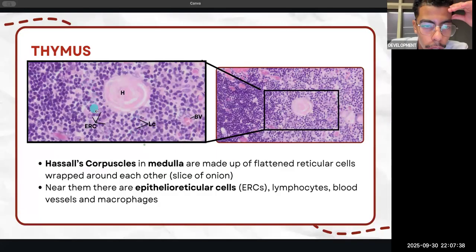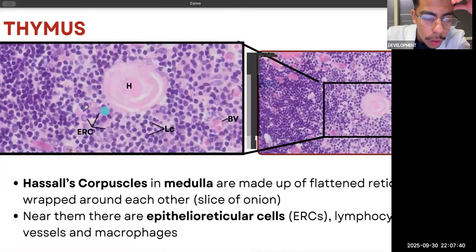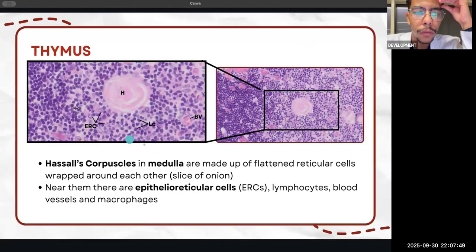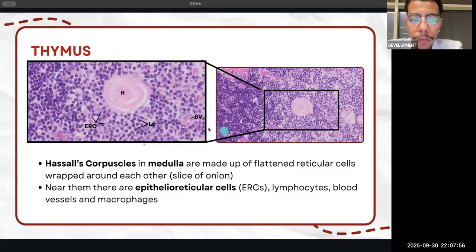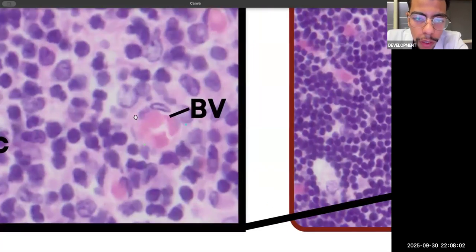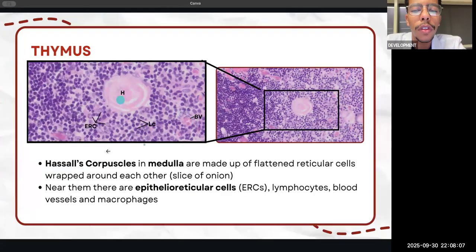And then around them, can you see these cells with large nuclei? These light purple cells are your epithelial reticular cells. This is also an identifying feature. I don't know if you're supposed to know it for OSPE, but know it for your MCQ. It might come in a question. And again, we said any tube with blood in it is what? A blood vessel. Can you see here? Flattened cells, and in the middle, we have red blood cells. So this is a blood vessel. So in the thymus, you're going to find Hassall's corpuscle.